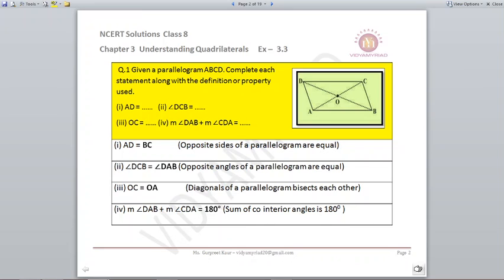And then you have measure of angle DAB plus measure of angle CDA, that sum will be equal to 180 degrees because the sum of co-interior angles is 180 degrees. So see children, again I will request you to watch the video on properties of parallelogram. All the properties are explained there, and it will be very easy for you to do this exercise.